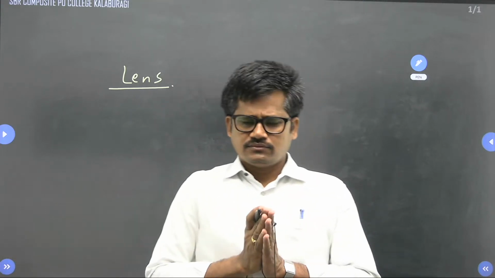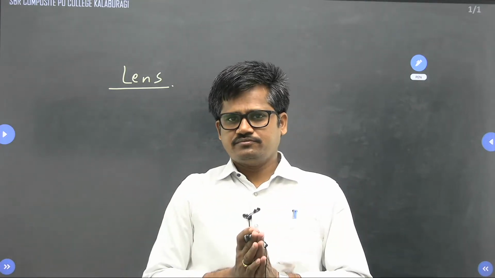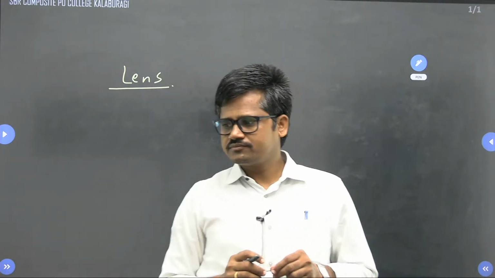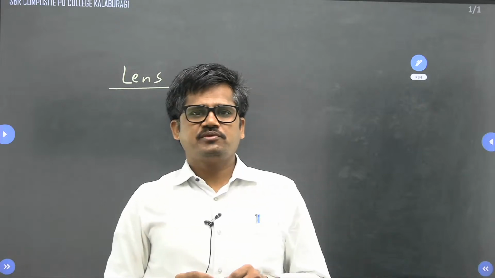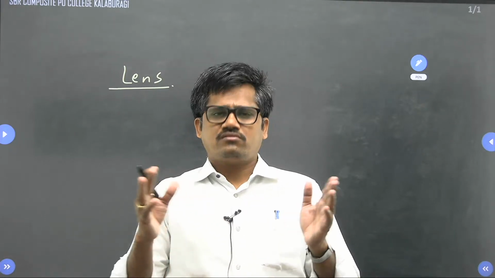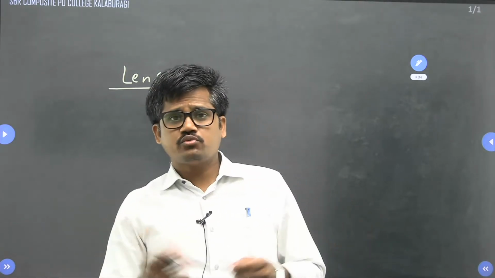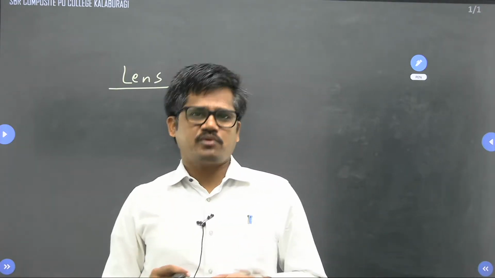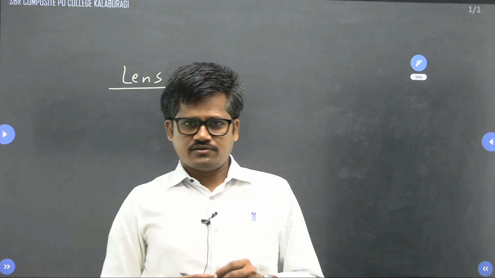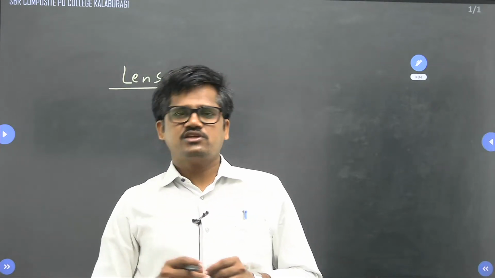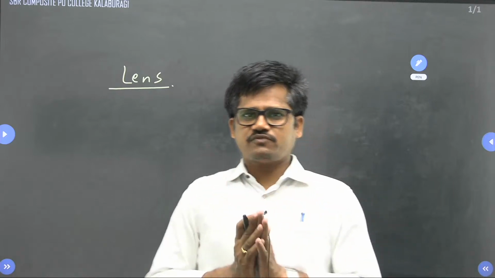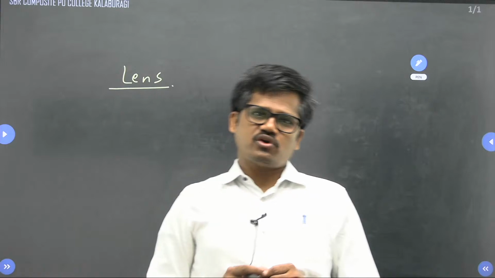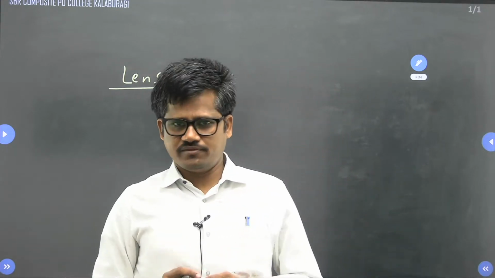Lens is just any transparent medium. It should be an optically active medium, right? It should allow light to pass through it. Got my point? So it should be a transparent medium, but the condition is that there must be two bounded surfaces. At least one bounded surface out of the two should be curved, right?